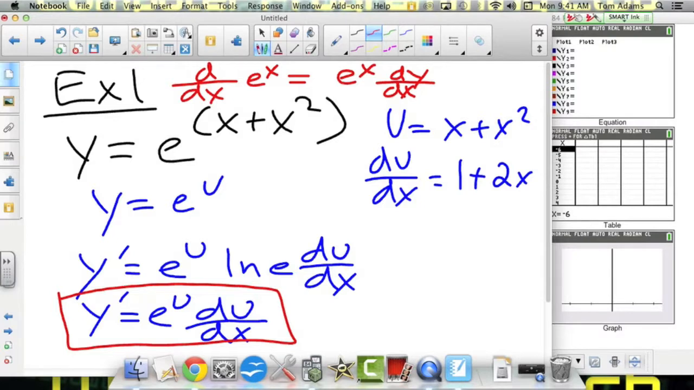So usually when you have a derivative of e to something, it's just e to that something, plus you tack on the derivative. So now if I plug in u and du/dx, this is what I get. Any questions?